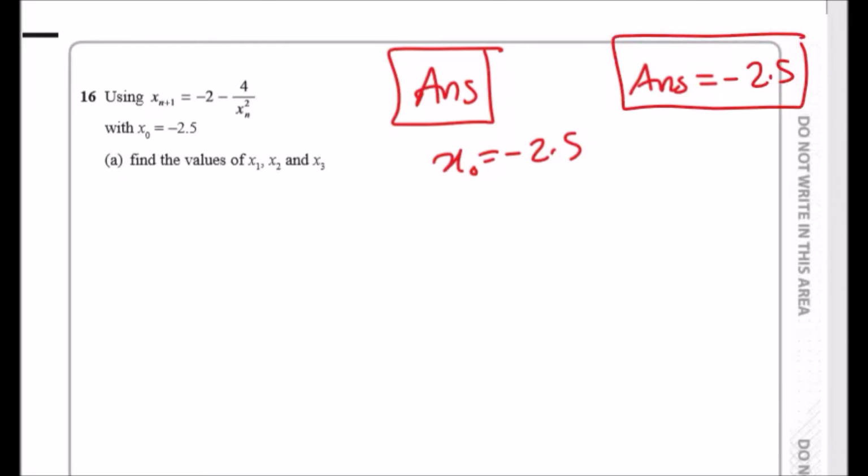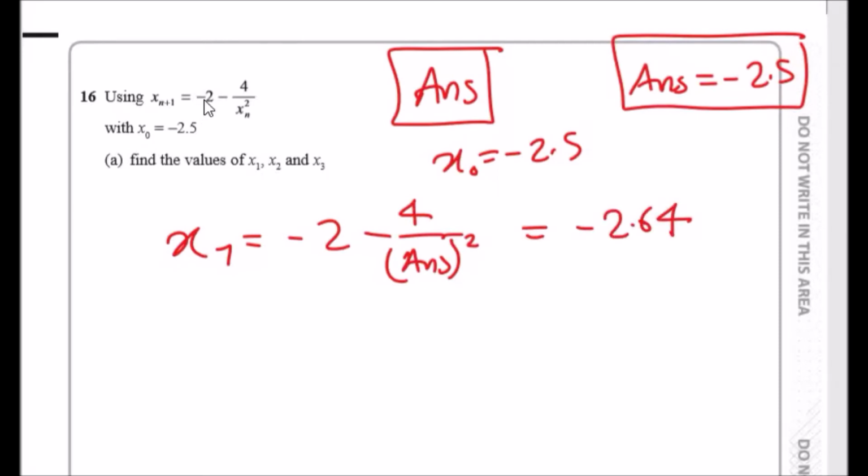Now, what I want you guys to do for this iteration method is to just rewrite this equation now. So let's call this x1, yeah? x1 is going to be minus 2 minus 4 over, and you see this xn squared. In your calculator, you're going to leave it as answer squared, okay? And then once you do that, if you just copy this in and just literally smash equal consistently, the first answer you're going to get is minus 2.64. Yeah, so you should get an answer of minus 2.64.